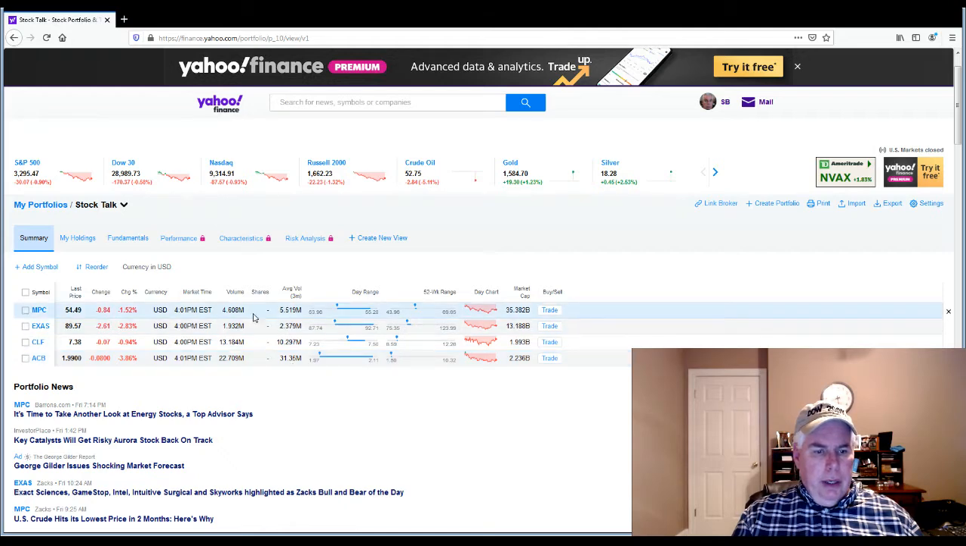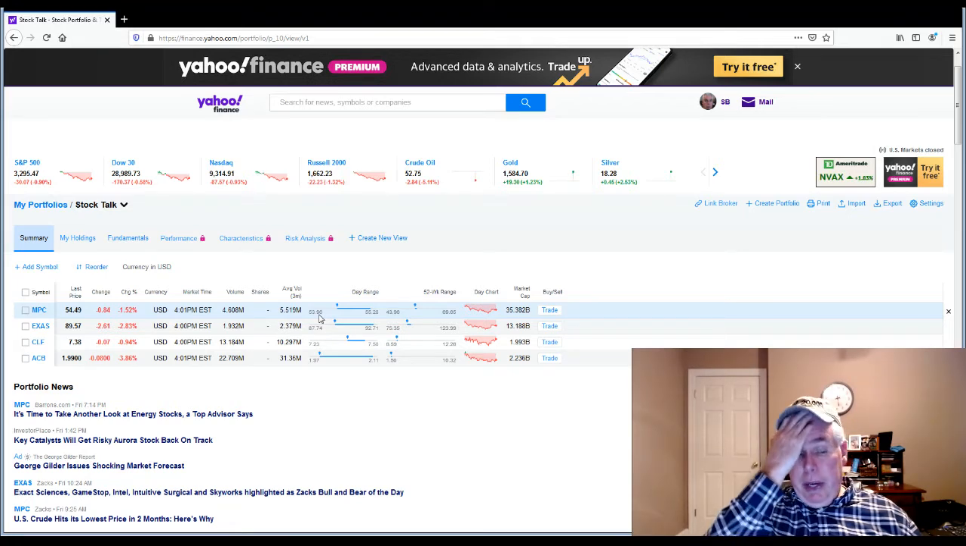You see here, most of them pretty close to their average volumes. Actually, that ACV was a little bit low. Then you've got a day range. This is another thing that I like to look at as well before I make my trades.